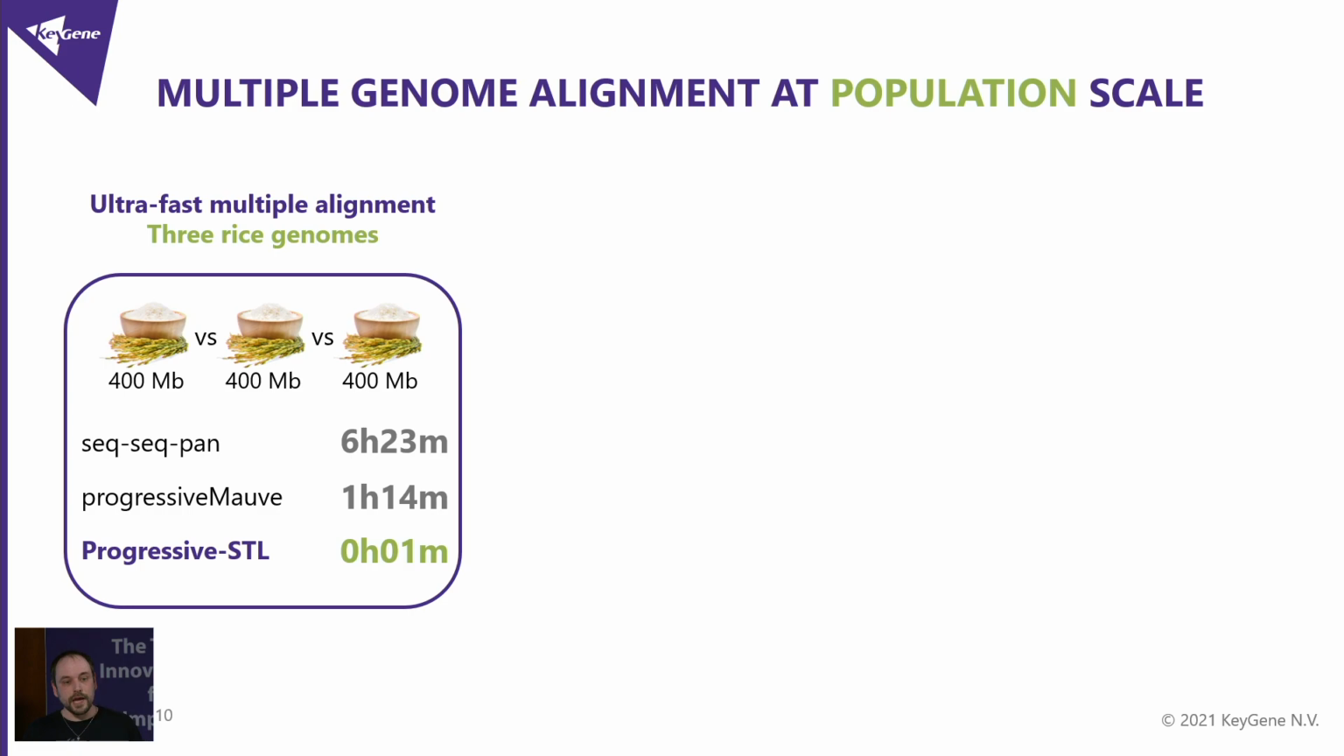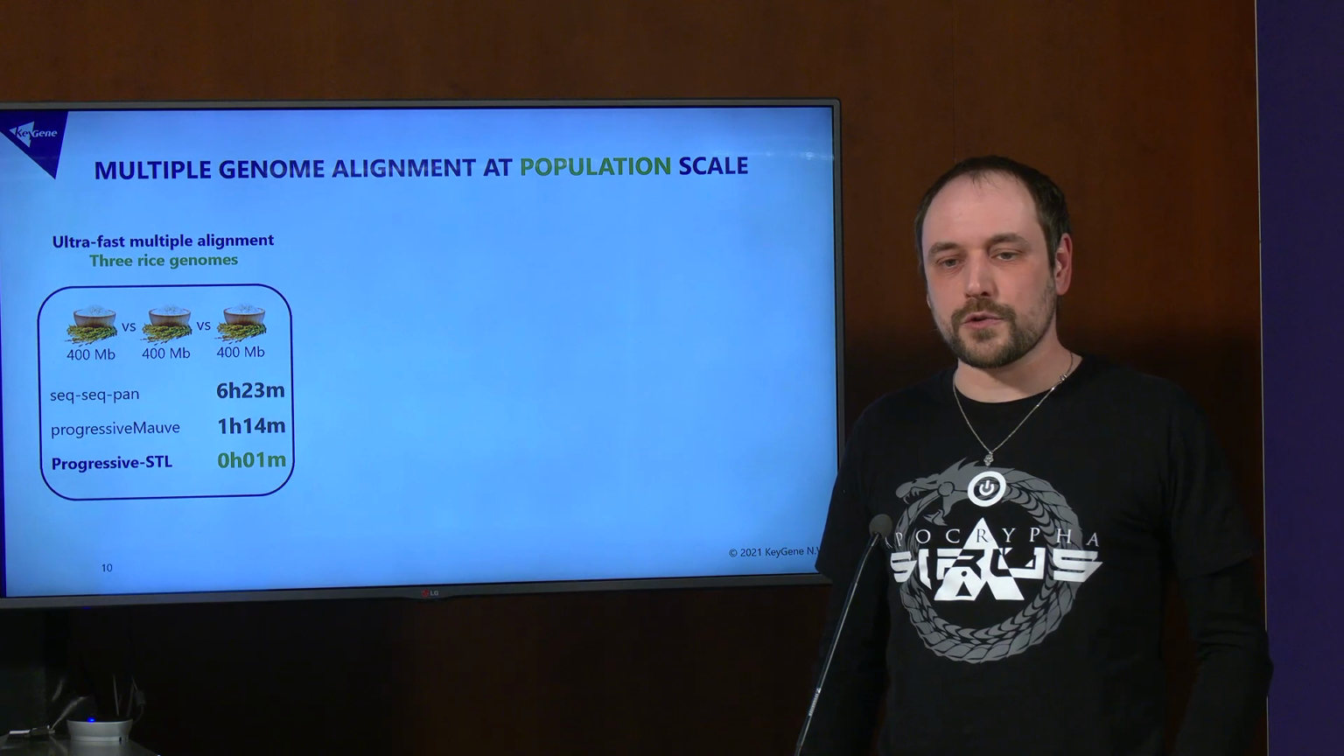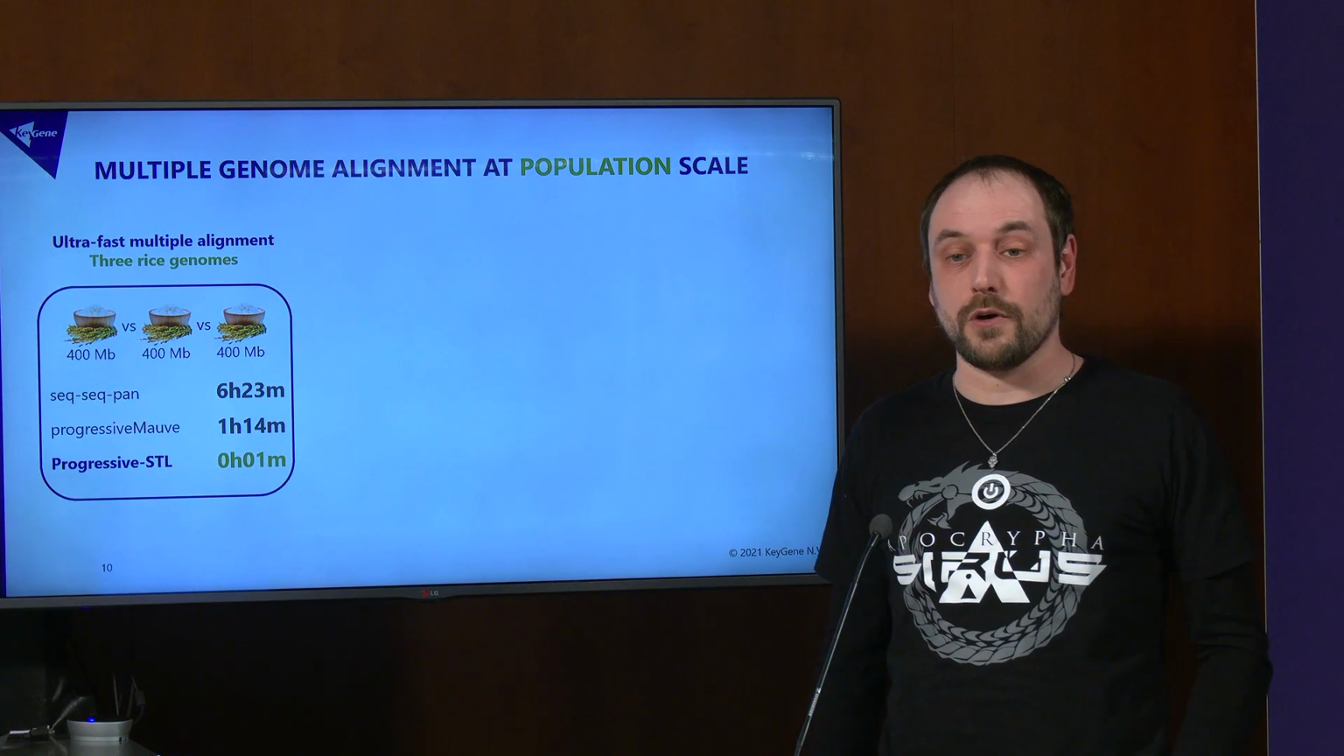Now, as I showed also during the previous talk, we developed a tool called Progressive STL that allows for ultra-fast multiple genome alignment at population scale. As a small example, we took 3 rice genomes from the public domain and compared them between several tools, and our Progressive STL technology can align these 3 genomes within a minute, whereas other tools take an hour or several hours to do so.